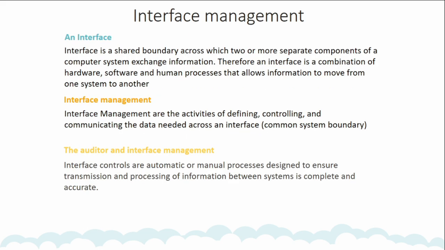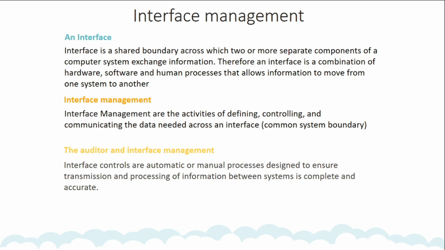Next, we want to talk about interface management. So what exactly is an interface? An interface is actually an imaginary barrier between two components of a system. For example, we might have one computer system that we run the GL on, and then a separate part of the system also runs the debtors ledger. These are two distinct components of the system, but the GL needs to communicate with the debtors ledger, and the debtors ledger needs to communicate with the general ledger. So these two components have to interchange information regularly. The break between those two components is called the interface.